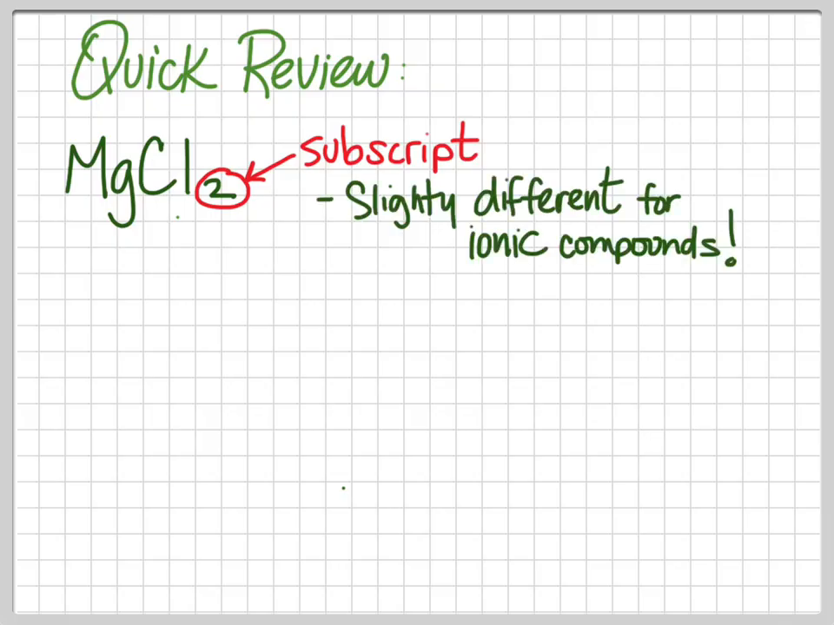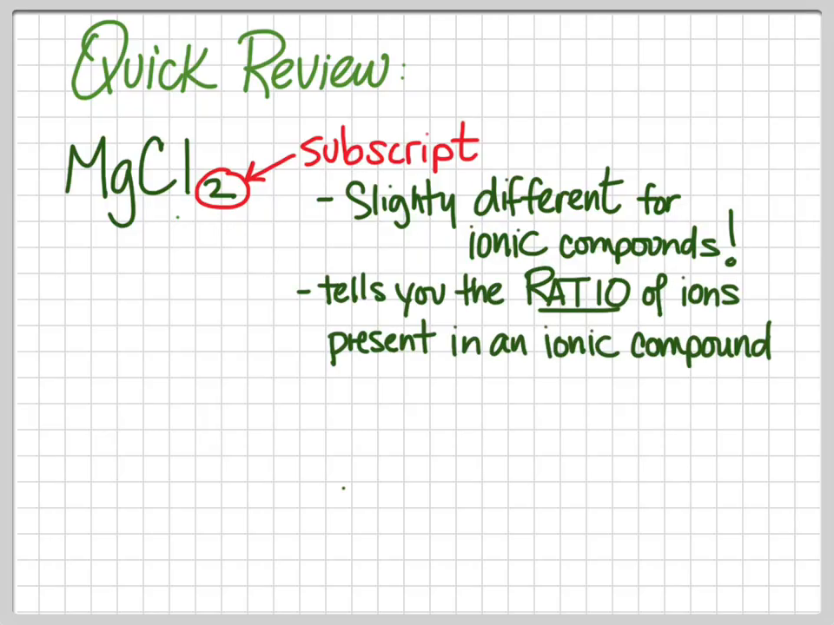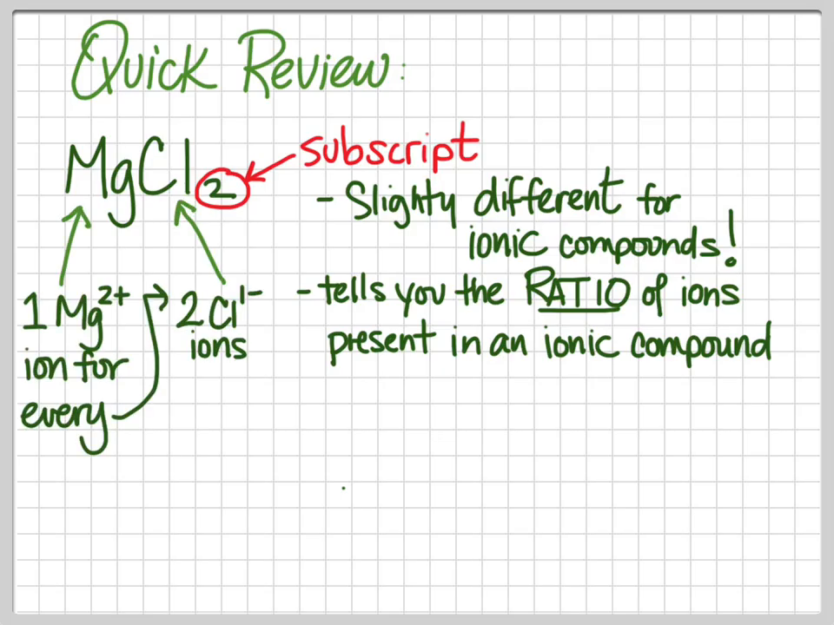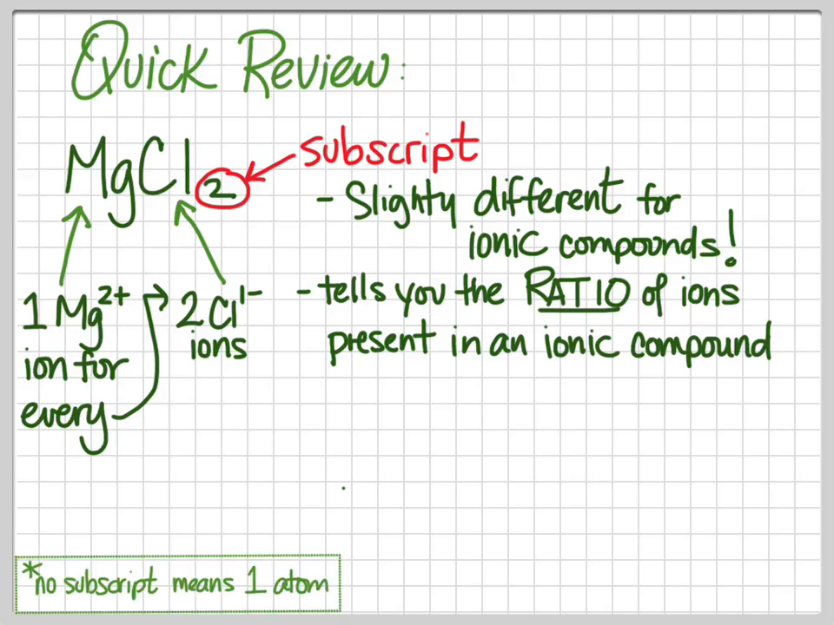The way that we use subscripts is slightly different for ionic compounds. It tells you the ratio of ions that are present in the ionic compound. It's not an exact count. So here, what we're saying is that for every 1 magnesium 2 plus ion, there are 2 chloride 1 minus ions. Again, no subscript means 1 atom, or in this case, 1 ion.